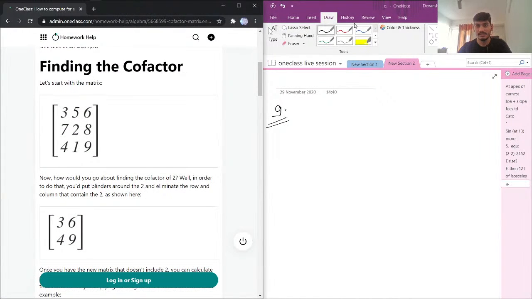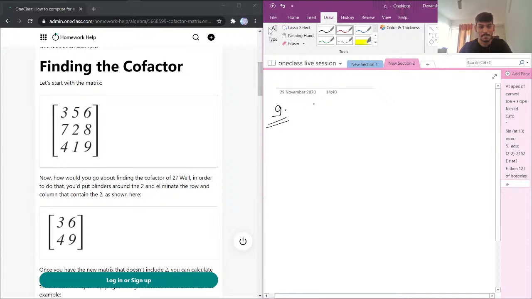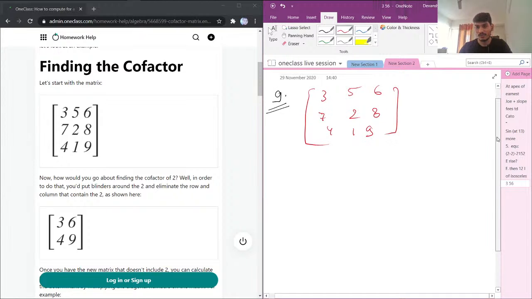So in this case, it is calculating the cofactor of this matrix: 3, 5, 6, 7, 2, 8, 4, 1, 9. Now, for calculating the sign of cofactor, we have a rule.